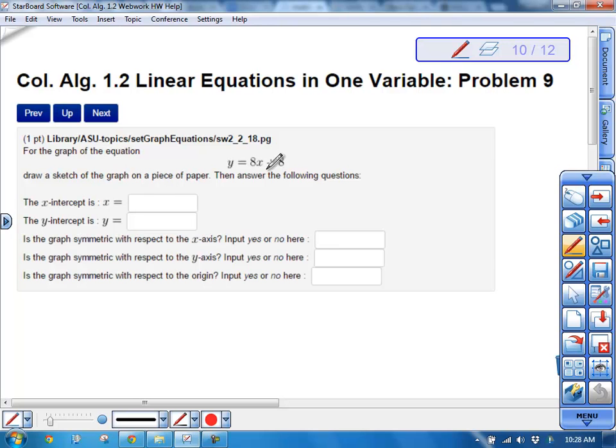Next question, this is the graph of this equation. Draw a sketch of the graph on a piece of paper, and then answer the following questions. So it's got a slope of 8, and it goes through 8. 5, 6, 7, 8. So it's got a slope of 8, which is really steep. So there's a sketch, good enough.